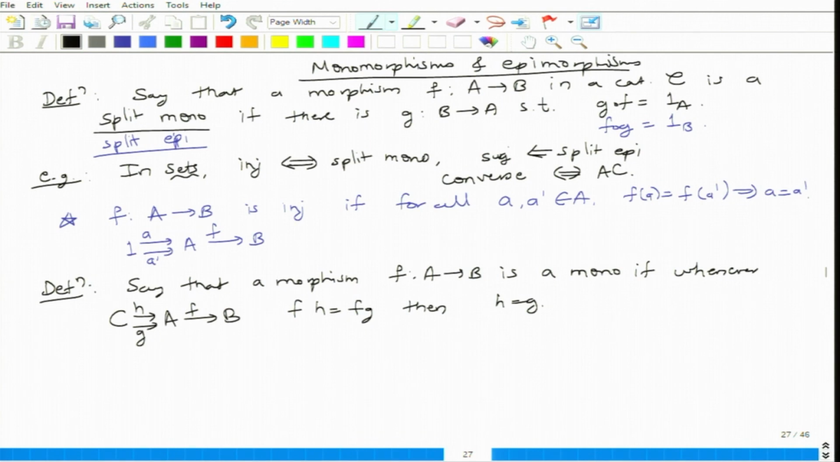You notice that we have just changed one to any object. So if you look at this h or g, then in category theory language we call it a generalized element. Okay, so g is a C element of A.